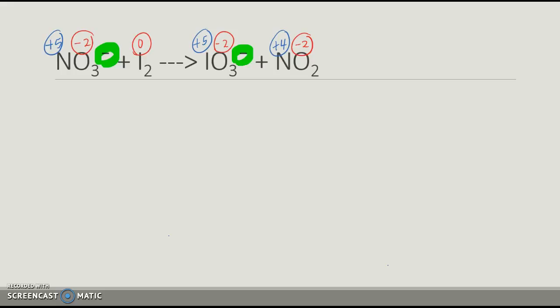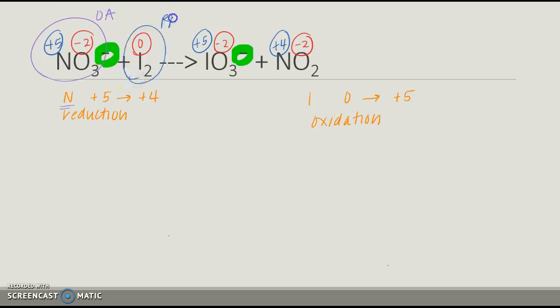Okay, so now let's separate into oxidation and reduction half reactions. So simply by looking at the oxidation number of a specific element, you should be able to identify reduction and oxidation. So on this one, nitrogen's going from +5 to +4. Well, that's a reduction. The oxidation number went down. Iodine's going from 0 to +5, so that's an oxidation reaction because the oxidation number goes up. So as a result, you should be able to recognize that since nitrogen is here, this is the oxidizing agent, and then this is my reducing agent.